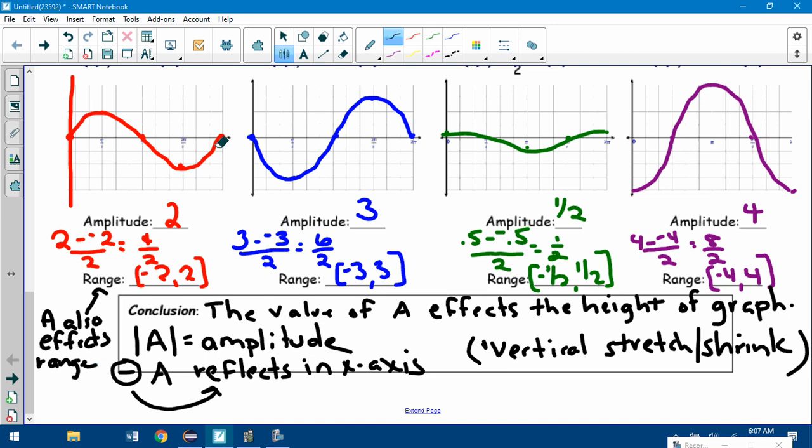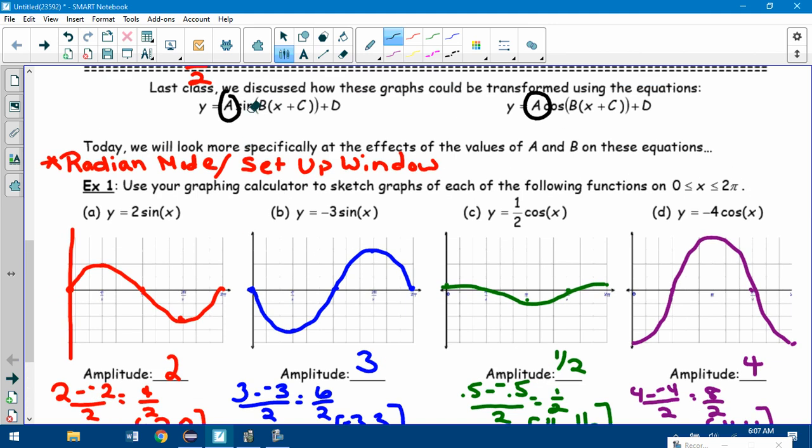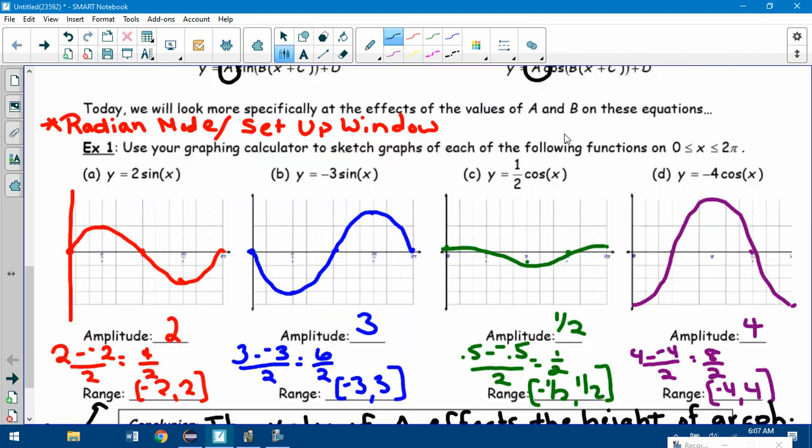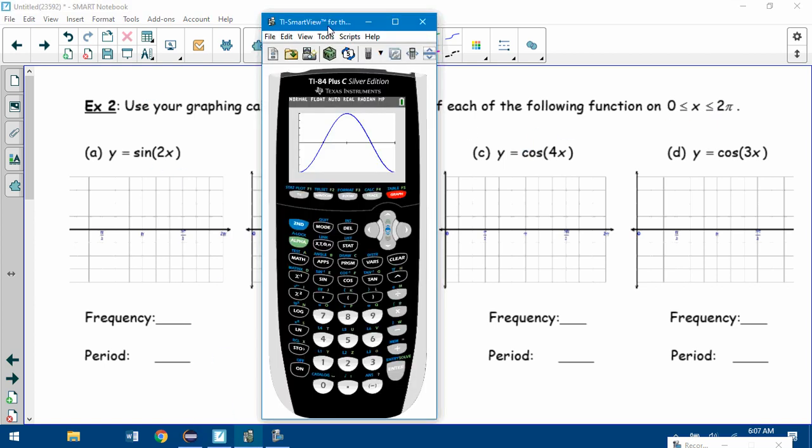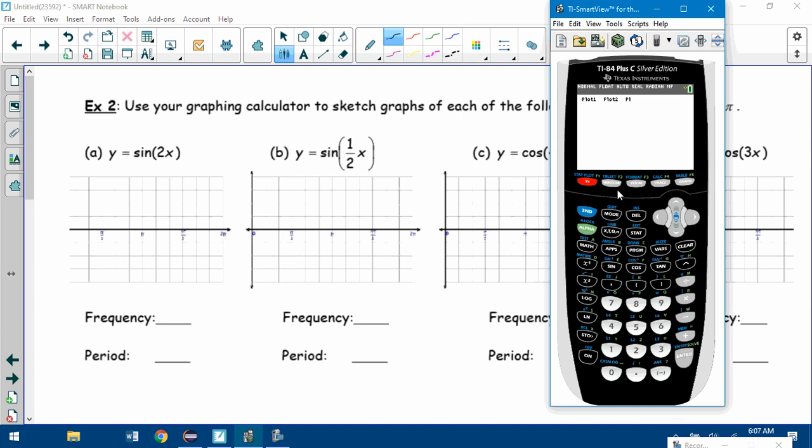Let's talk about B. So before I flip the page, remember that B was that number inside multiplied by x. So use your graphing calculator to sketch these graphs from 0 to 2 pi. Okay, here we go. So we're going to start with sine of 2x. Sine of 2x only goes up to 1 and down to -1, but look what happens. That's one cycle right there. Now here's another cycle. So there's 2 complete cycles between 0 and 2 pi.